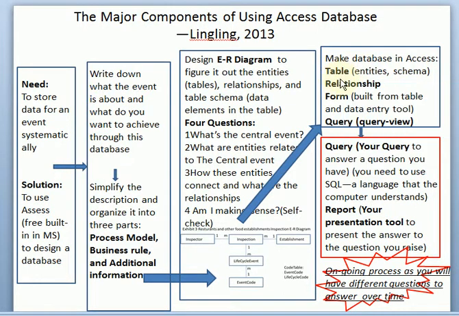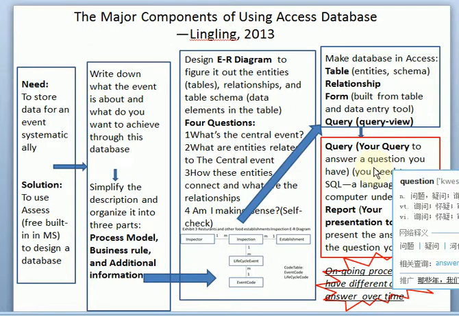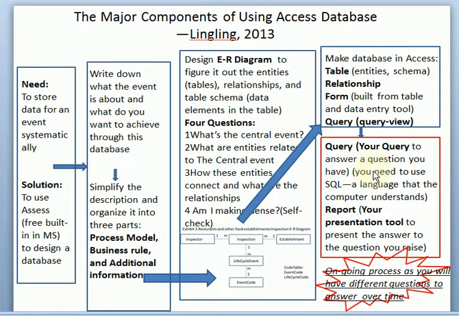The table, the relationship, the form, the query, and the query view are 4 basic components in the database. And these 4 components are directly influenced by the design of the ER diagram. And then we want to understand how this database can be very handy in terms of providing us answers, giving us information as the need occurs.